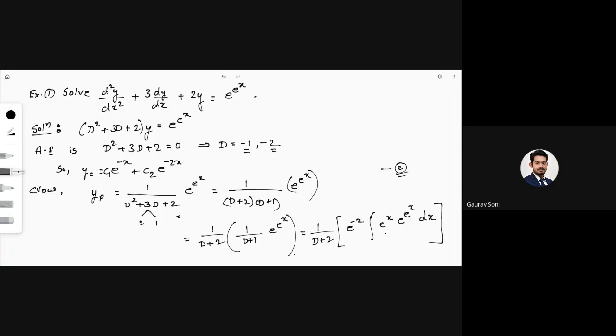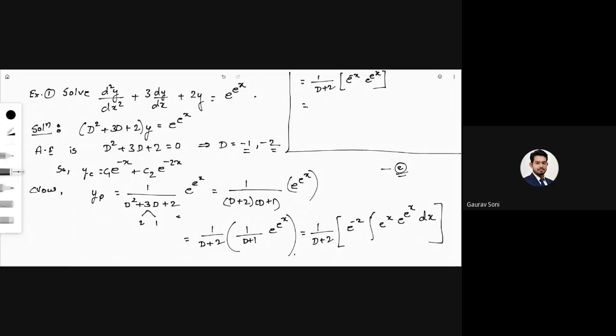Now I will put e to the power x as t. So if you put e to the power x as t, e to the power x dx will become dt. Later I will write it down in the upper corner. So what we have is 1 upon (D plus 2) in bracket e to the power minus x. You put e to the power x as t, e to the power x dx is dt, integration of e to the power t is e to the power t. So this will be the answer for this.